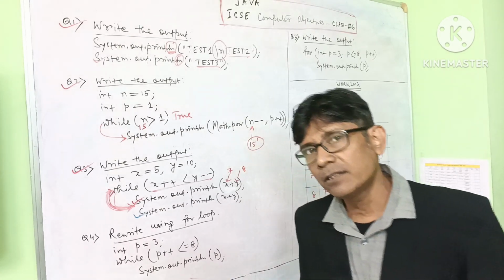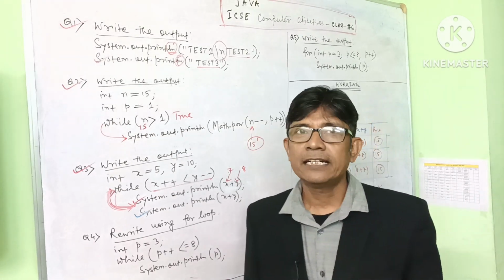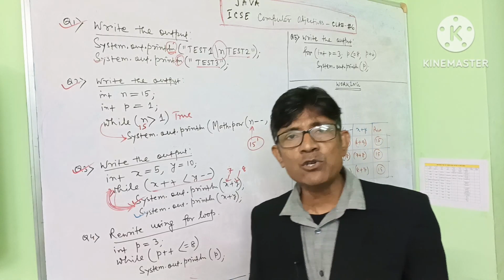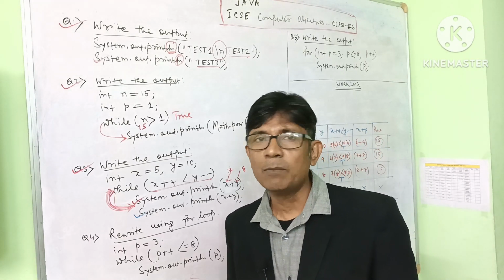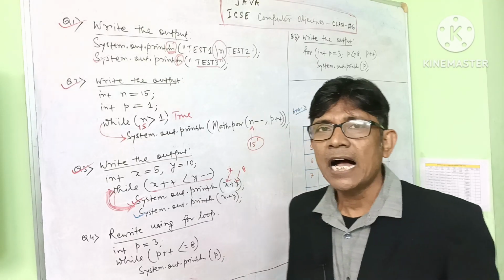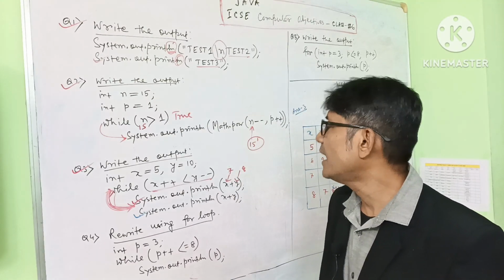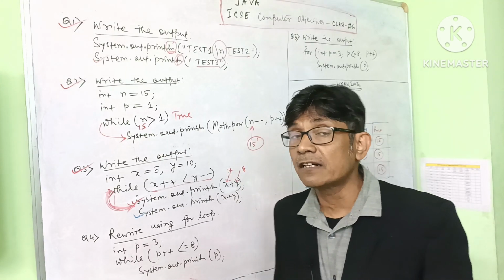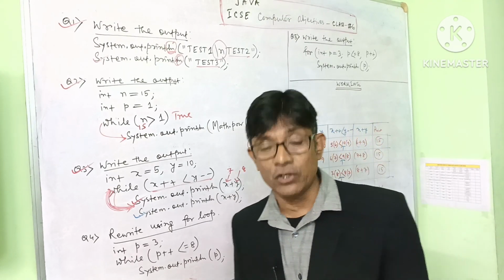In total, 1 to 6, 5 questions each, that means 30 questions I am going to upload. 25 are already uploaded, and this is another 5 questions, so the total is 30 questions, and you should practice these 30 questions. I think this will be very helpful for you all.